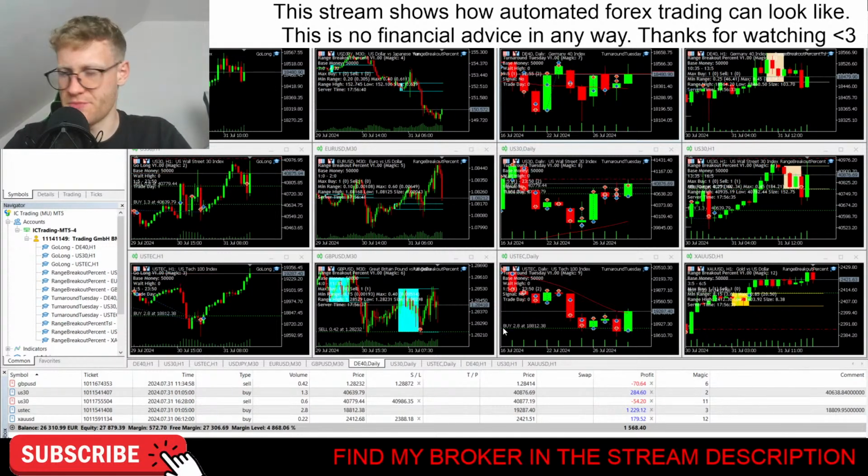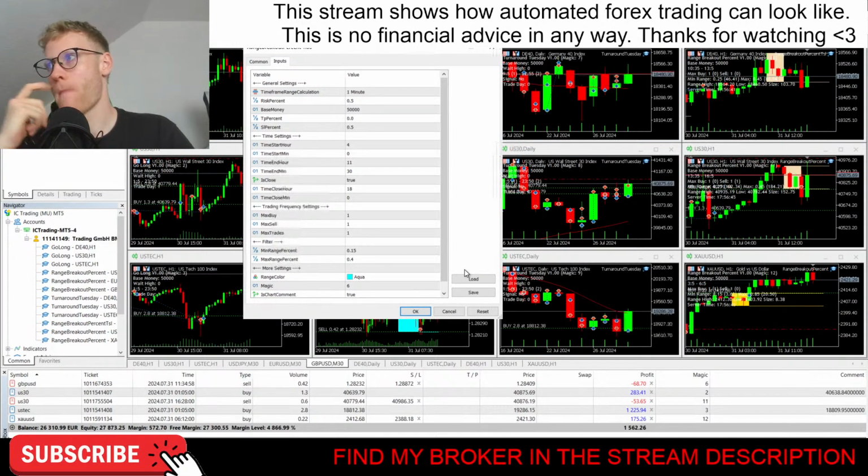Can you show GPS OLS settings? Yeah. My settings currently. Can you build me a bot? That means no, I don't do any coding services.